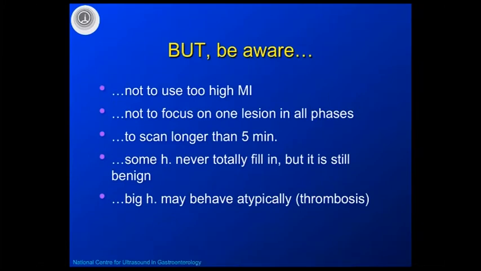But there are some pitfalls regarding hemangiomas and contrast agents. So be aware not to use too high MI. You should go very low in MI if you suspect the lesion to be a hemangioma. The reason for that is that the flow in a hemangioma is very slow indeed, meaning that you are in danger of destroying all the bubbles if you use too high MI.